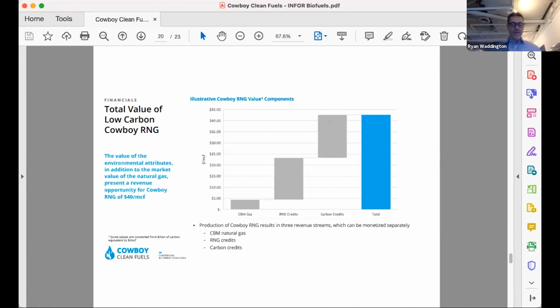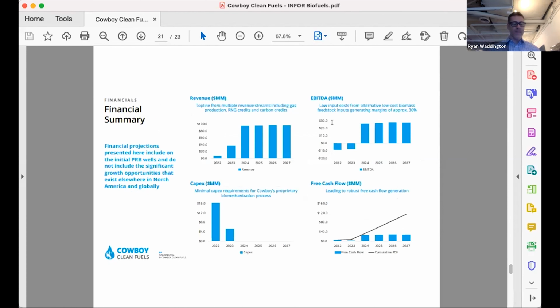Because of our multiple revenue streams, again, for both renewable natural gas and carbon credits, and the premium pricing available for both of those products, we expect to achieve what's the equivalent of about $40 an MCF of gas produced, which is pretty significant relative to today's market price for gas, which is high as it is. But you can see the potential here. This translates to over $90 million in revenue per year and $25 million in EBITDA just on this first project. And again, on very limited CapEx.